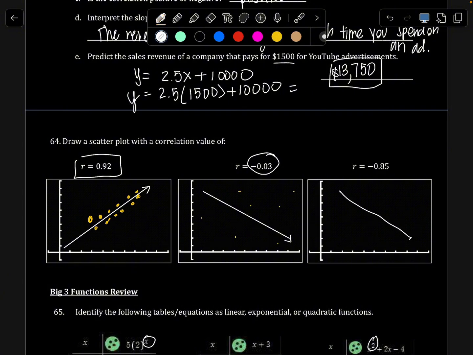Whereas this is negative 0.85. It's close to negative 1, so it's a little bit stronger. Okay, just a little bit, not that much.